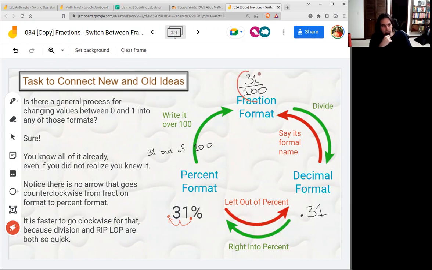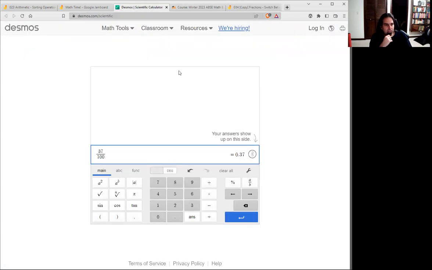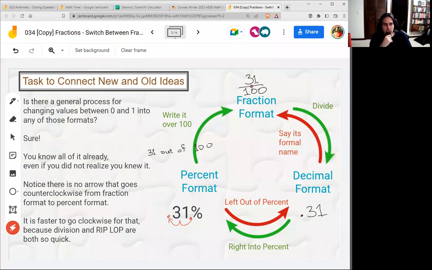I could also have gone down from fraction. 31 divided by 100. 31 divided by 100 gives me 0.31. Fraction bars are just a division symbol waiting to happen. So divide to go from fraction to decimal.